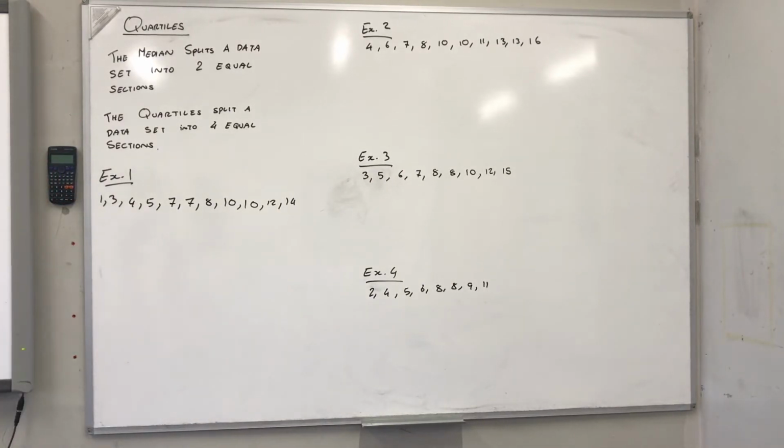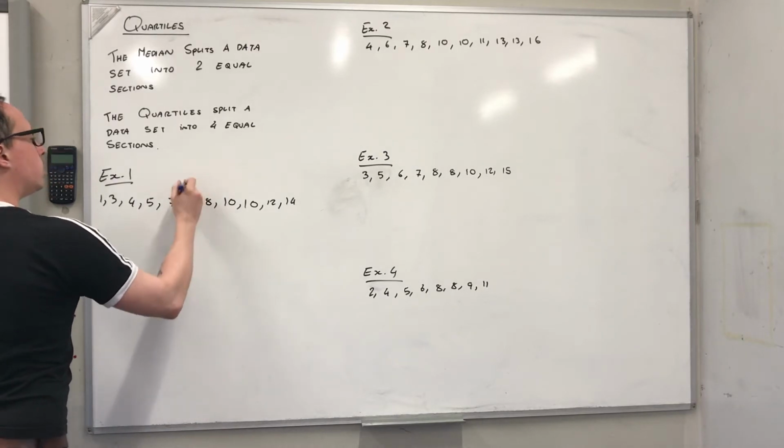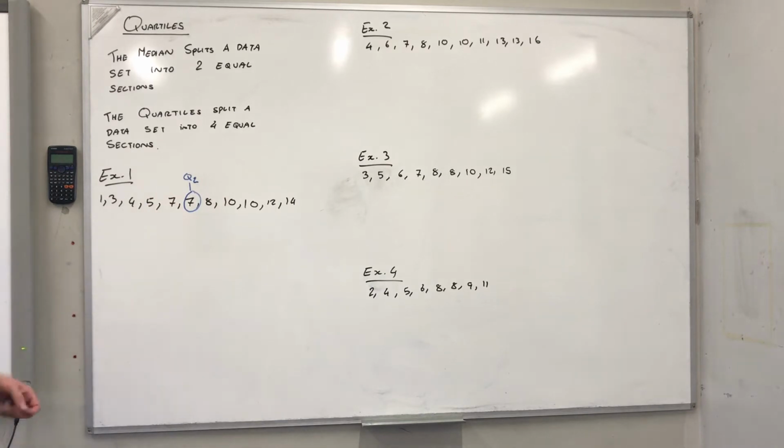So I can see there are 11 terms, which means if I take 11 divided by 2, it's going to be 5 remainder 1. That means we count 5 terms and then one more term, and that's going to give us the median. 1, 2, 3, 4, 5. So I'm now calling that Q2, which means second quartile or quartile 2, which is just the median. That is a really quick way of finding which term is going to be the median.